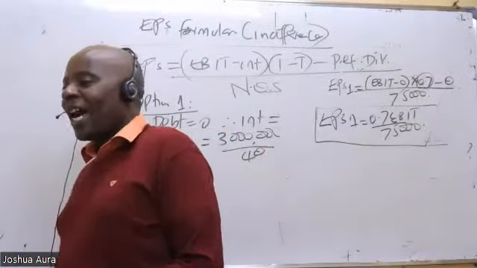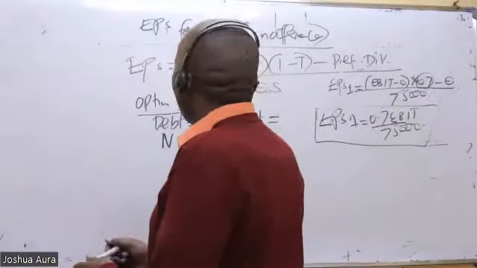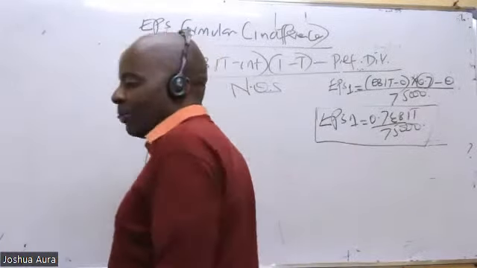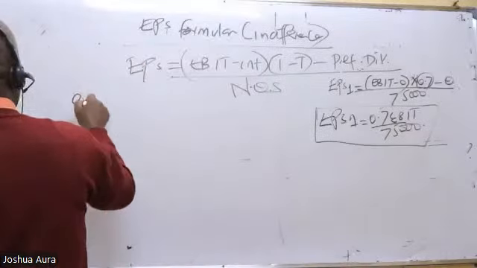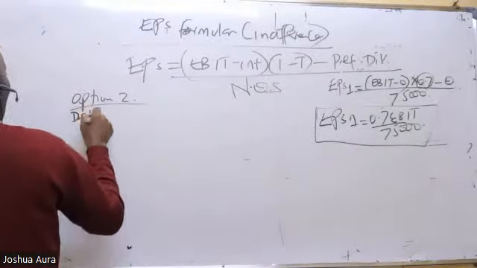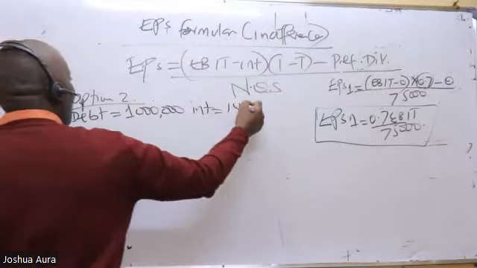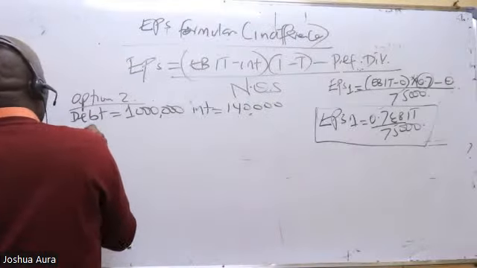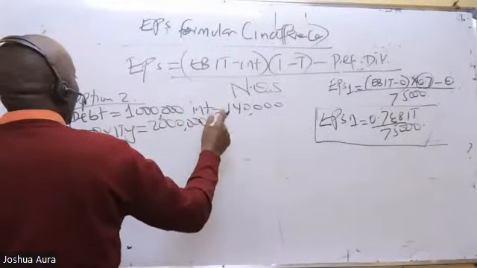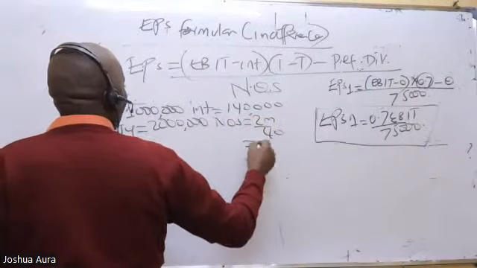If you allow me, I'll now go to option number 2. Under option number 2, we have debt. You told me that debt is 1 million, and interest is 140,000. Equity was 2 million, giving us number of ordinary shares of 2 million divided by 40, which is 50,000.